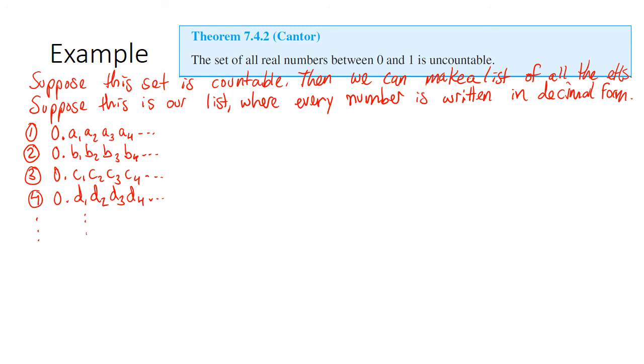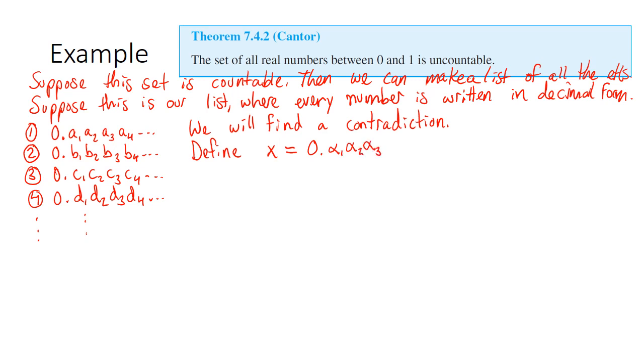So then what we want to do is find a contradiction. I'm going to define a number called x. So define x to be 0 point, let me call it something else like alpha: 0.alpha 1, alpha 2, alpha 3, alpha 4, and so on and so forth, where we choose the alphas in the following manner.